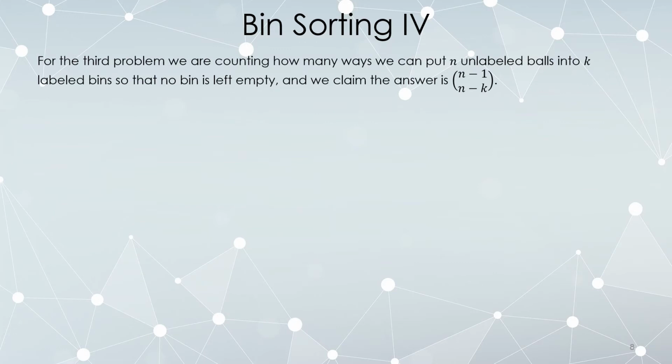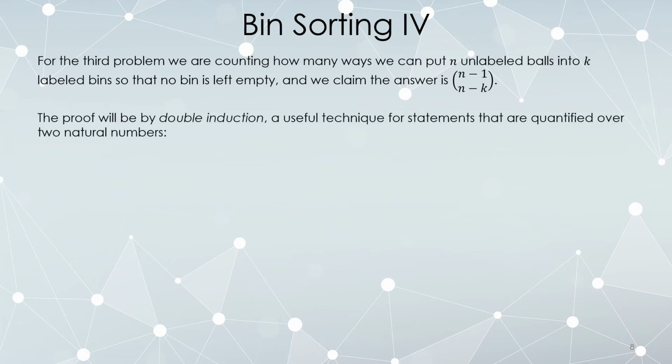So for this third variation on the problem, we have n unlabeled balls, we have k labeled bins, we want to distribute them, and we're not allowed to leave any bin empty. The claim is that the number of ways to do this is n minus 1 choose n minus k. The proof is going to be based on a technique called double induction. You see, we have 2 different variables, n and k, that are both allowed to be any natural number, so we're going to need to do a proof by induction that accounts for 2 different variables.